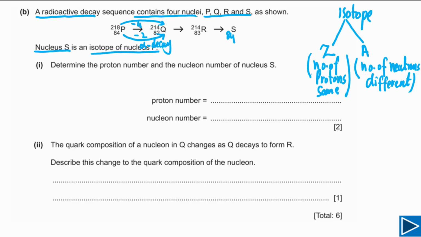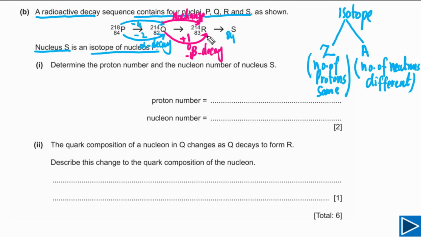Now if we look at the second one, Q to R. What is happening from Q to R? If you look at this one, atomic number increases by 1. But the mass number does not change. So we can say there is no change in mass number, but atomic number increases by 1. So this one is beta minus decay.